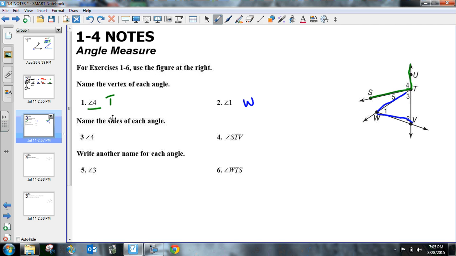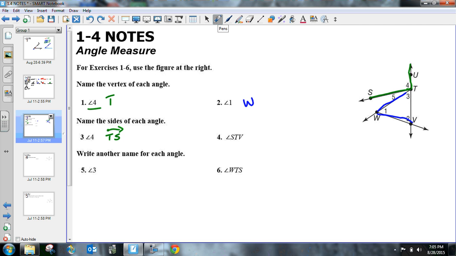Then it says name the sides of each angle, so angle 4. If I'm going to name a ray, this is a ray. It has an endpoint and has another point on that line. So I'm going to call that ray TS. It starts at T, and when I name that, I have to have a line over the top with one arrow. Notice that my endpoint is the same point as T, and the arrow is on the S because it goes through the S. That's how I'd name it. Number 4 is angle STV. Name the sides of that angle.